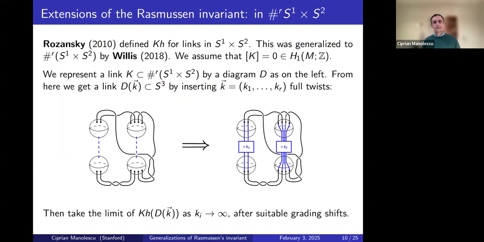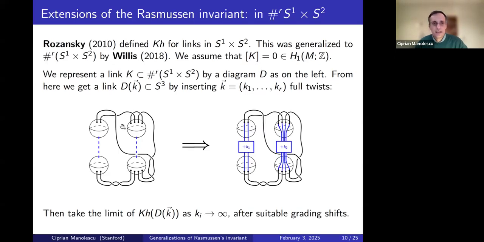Okay, so now let's move on to S1 times S2. Again, the Khovanov homology was defined by Rozansky and then extended to connected sums of such things by Willis. For the purposes of defining the Rasmussen invariant, we're going to assume that the link is null homologous in S1 times S2. It gives the zero class. Otherwise, things don't work as well with respect to the gradings.